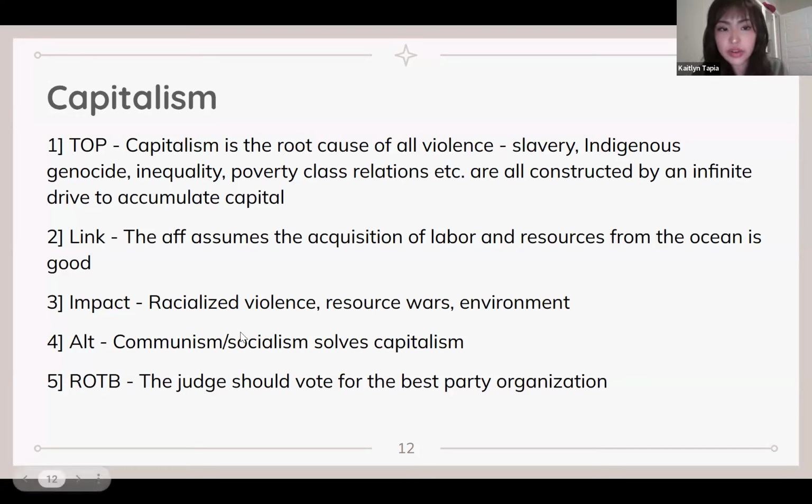Third is the impact, right? These were kind of explained above at the level of theory of power, but again, like Grady said, there's a difference between the impacts to the theory of power and the impacts to the link, right? The impacts to the link here are racialized violence, right? So you can say that capitalism leads to a racialization of certain people because of the division of people on the basis of their identities.